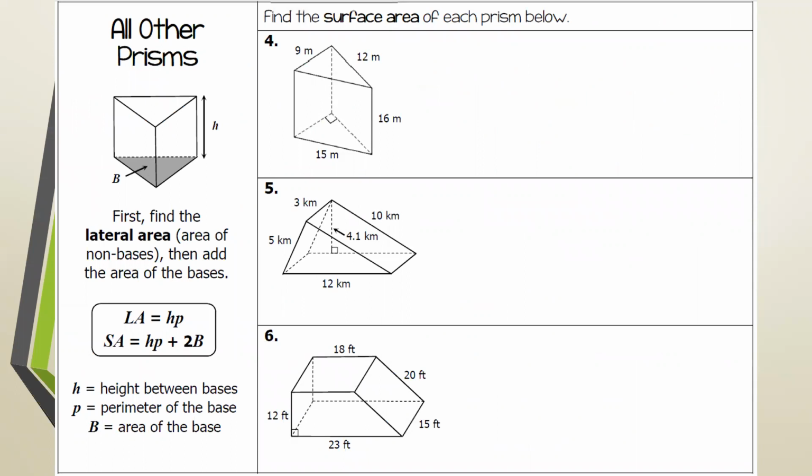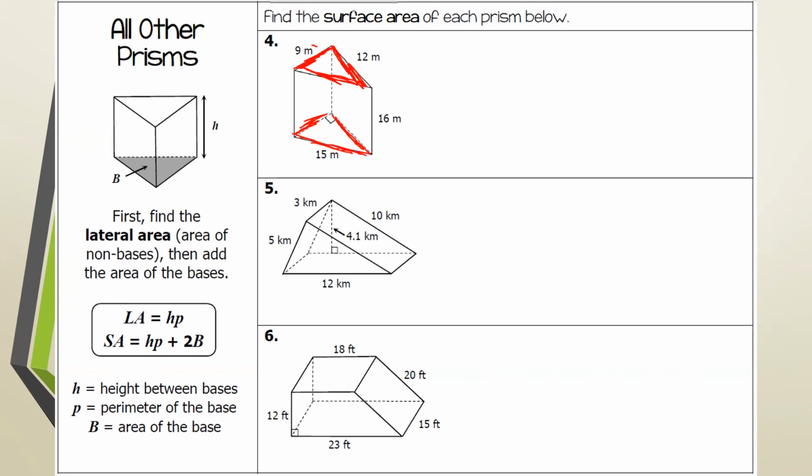Now, what happens if it's not a rectangular prism, but some other prism? Again, a prism is a 3-dimensional shape with parallel and congruent faces. Okay? They may or may not be rectangles. So this first one in example 4 is a triangular prism. I know that because its bases are triangles. I have 2 triangles that are parallel and congruent.